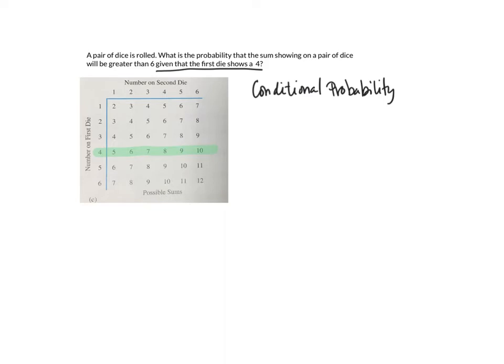Now, out of that row, those are all the ones where the first die shows a 4. What I want to do is figure out how many of those show a sum of greater than 6, so more than 6. So that would be a sum of 7, a sum of 8, a sum of 9, and a sum of 10.